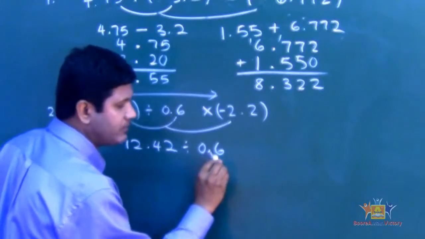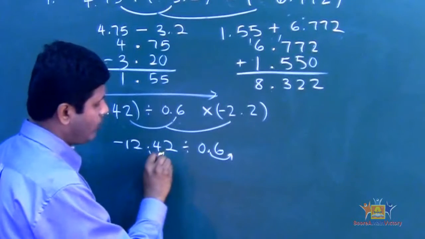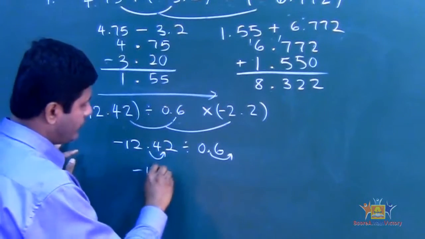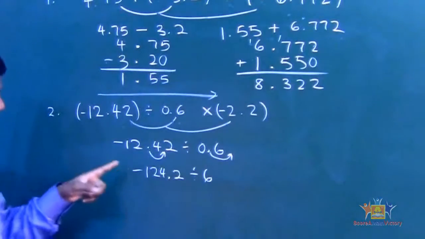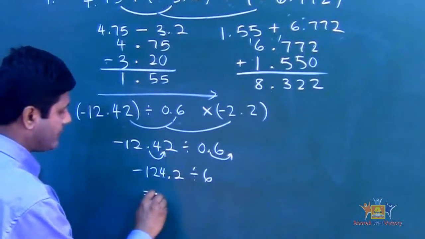That means we're going to move this decimal out. How many times did I move? Once. This also follows once. That means it becomes negative 124.2 divided by 6. Negative divided by positive will give me what? Negative. You know your final answer is going to be negative, alright?